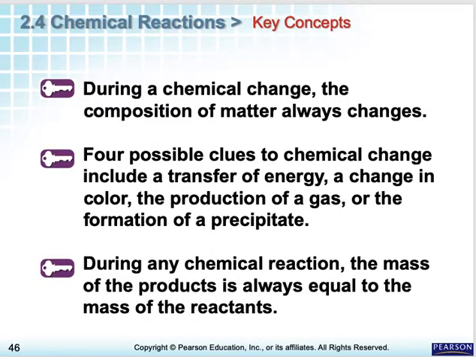Oh, we're almost done. Key concepts. During chemical change, the composition of matter always changes. And so, likewise, you should know that during a physical change, the composition of the matter never changes. Four possible clues or indicators could be transfer of energy, change in color, production of a gas, or the formation of a precipitate. And during any chemical reaction, the mass of products is equal to the mass of the reactants.